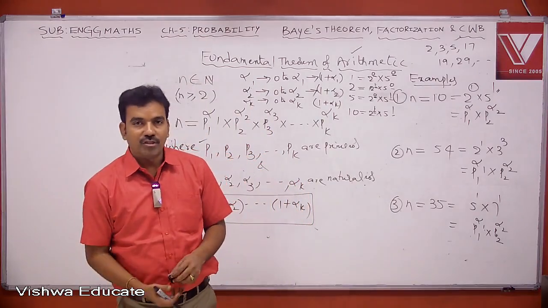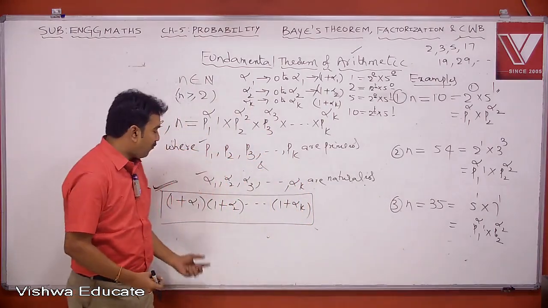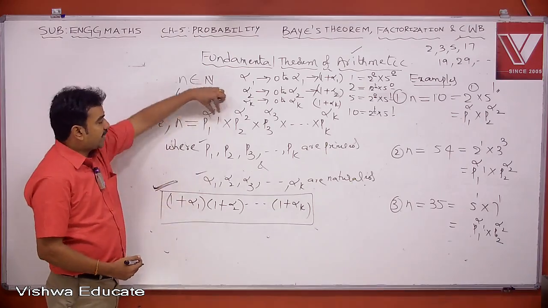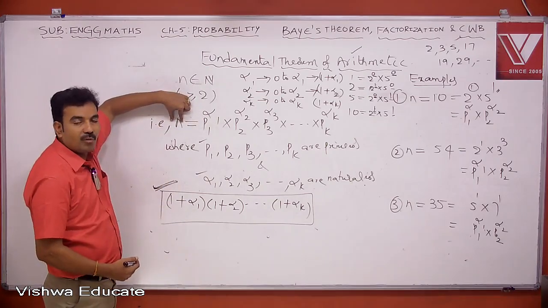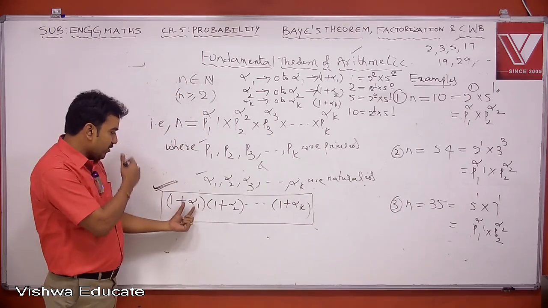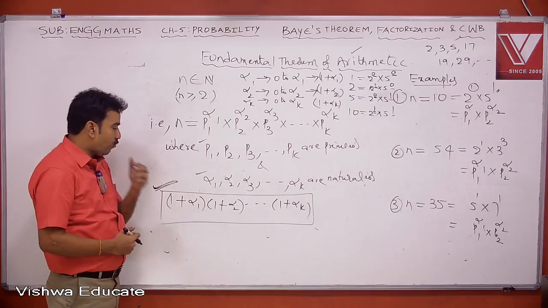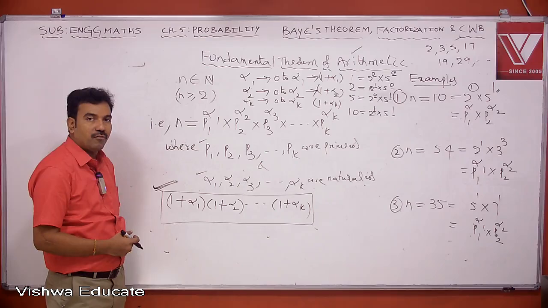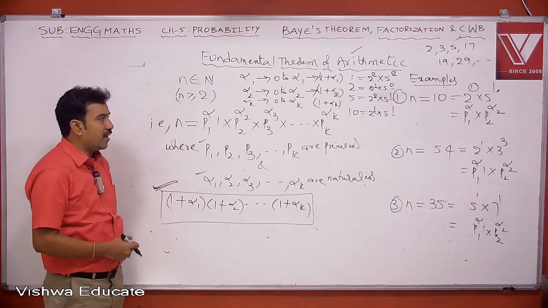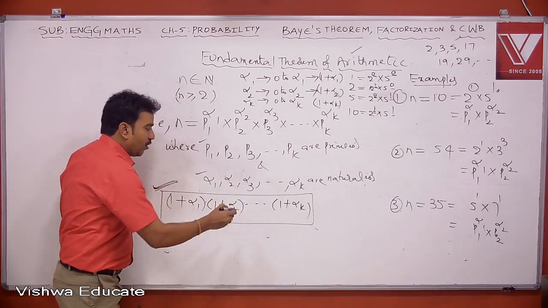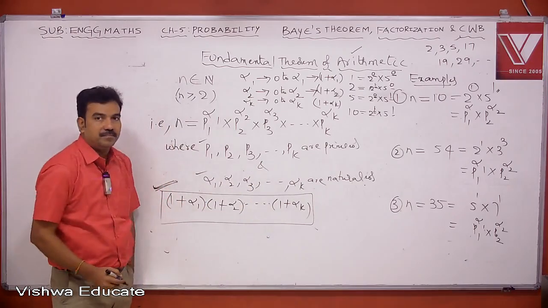Now continue the point. Here the number of factors of small n is (1 plus alpha 1) into (1 plus alpha 2) and so on into (1 plus alpha k). The number of factors of n is (1 plus alpha 1) into (1 plus alpha 2) and so on into (1 plus alpha k). Highlight this.